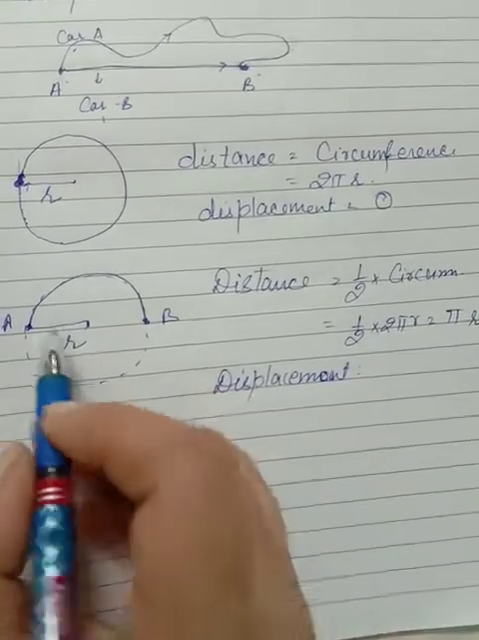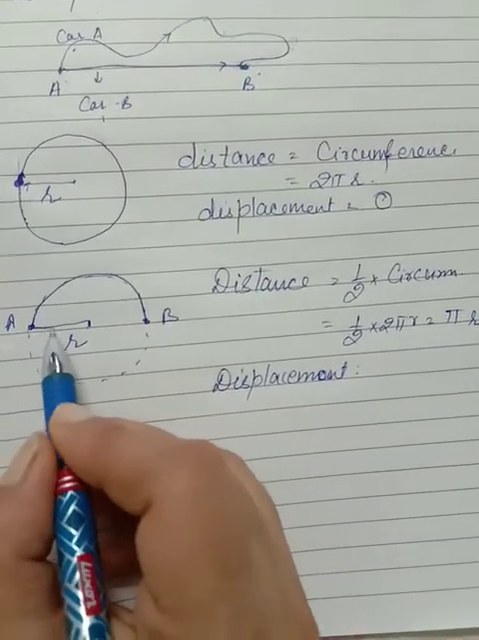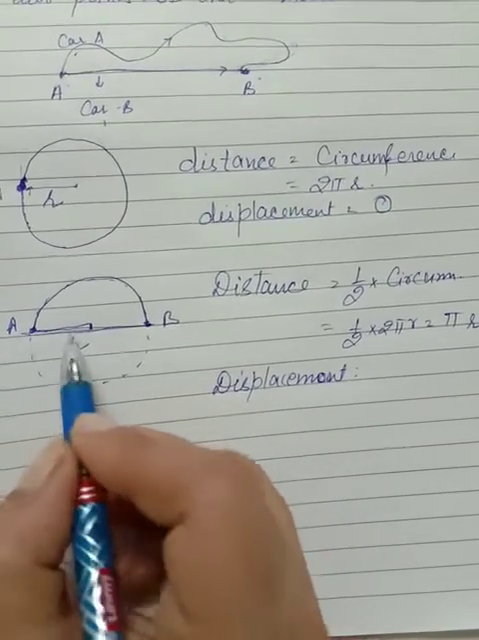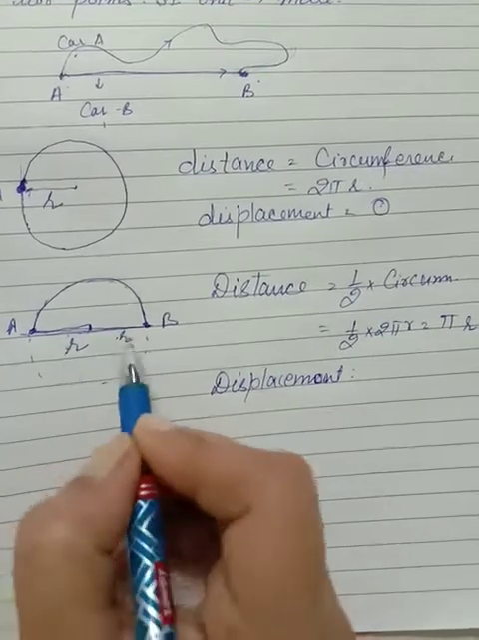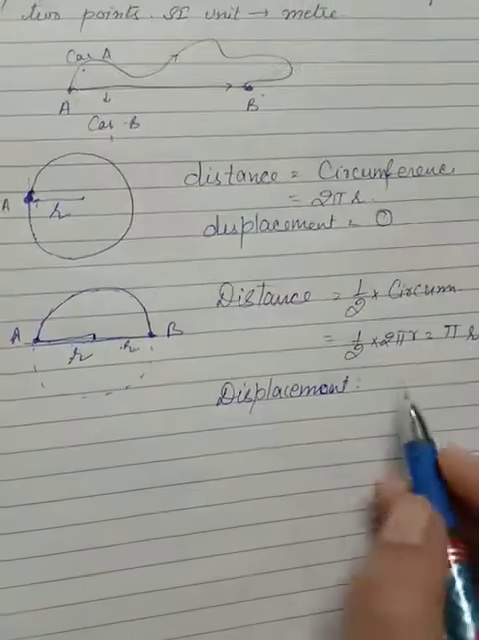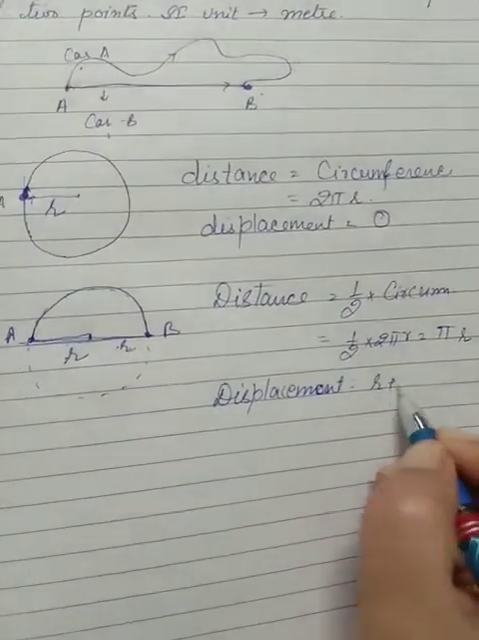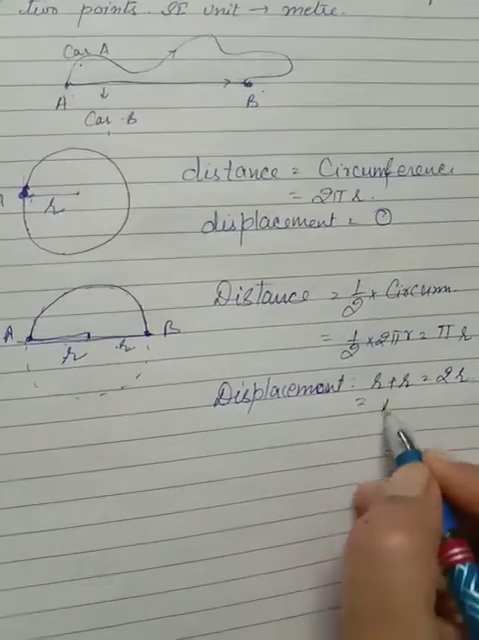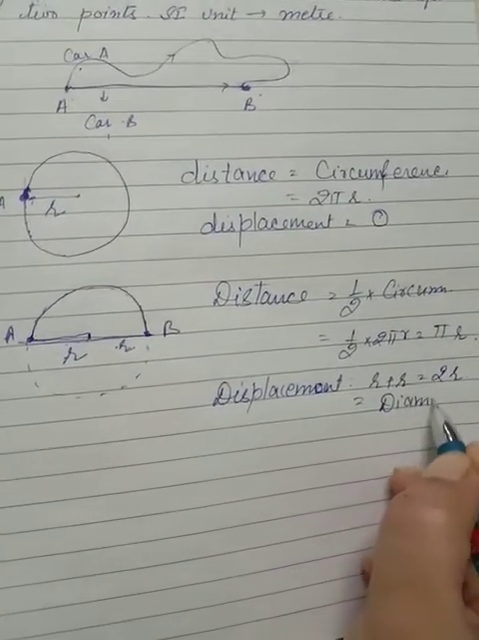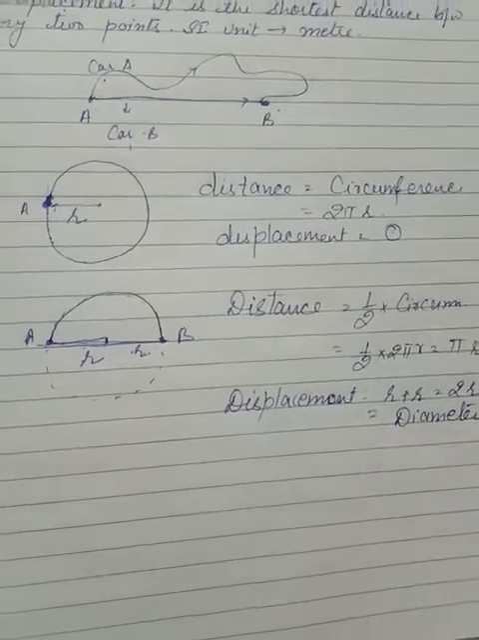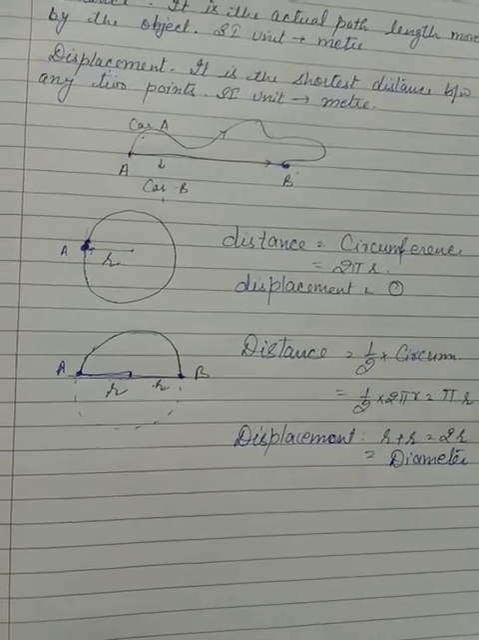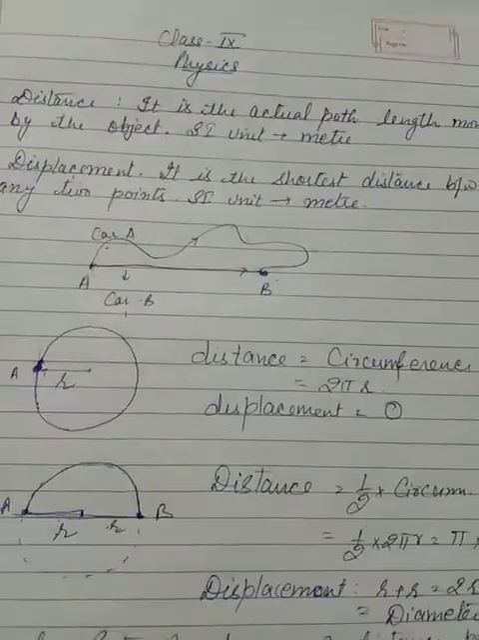Displacement is the shortest distance between point A and B. How much will it be? It will be equal to R, and this is also R, so R plus R, 2R. So displacement will be equal to R plus R, which is 2R. You can also say it is equal to the diameter, or you can also write it as 2R. So this is the basic difference between distance and displacement traveled.